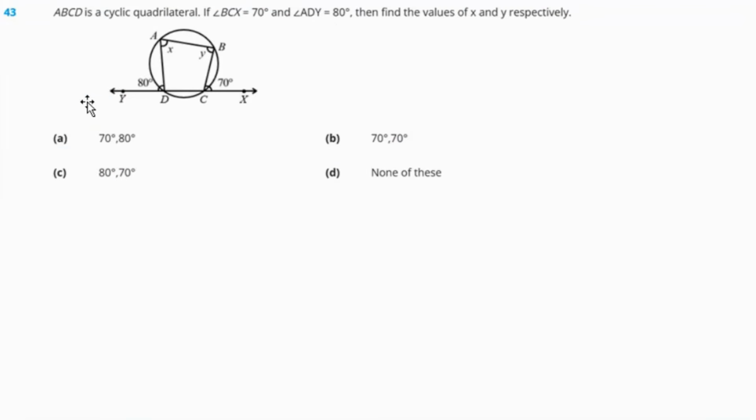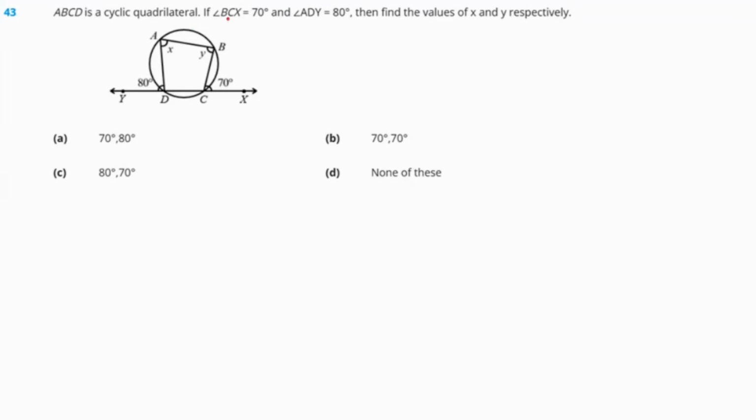The next question. ABCD is a cyclic quadrilateral. Angle BCX is already given to us, which is 70 degrees, and angle ADY is given to us as 80 degrees. Then we need to figure out the values of x and y.